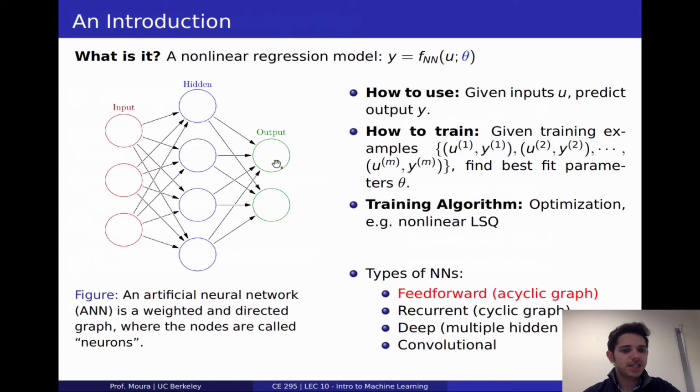And there's two nodes here just to represent the simple idea that y could be 2 by 1, could be n by 1, it could be 1 by 1, it could be scalar. It's flexible. Okay. Now, the hidden layer is a key characteristic of a neural network.